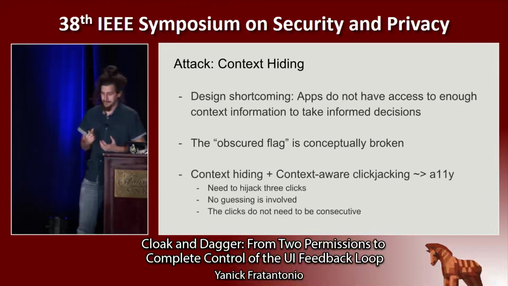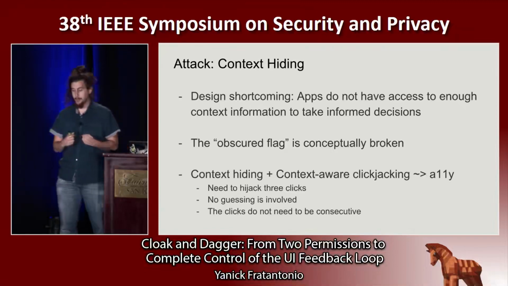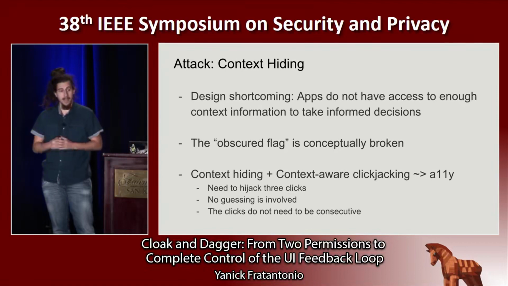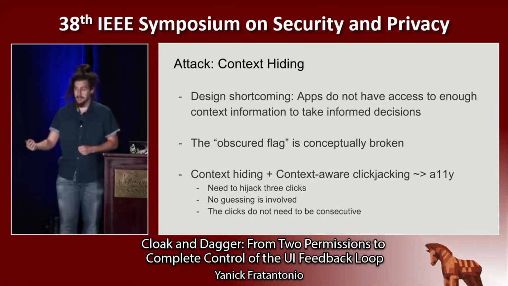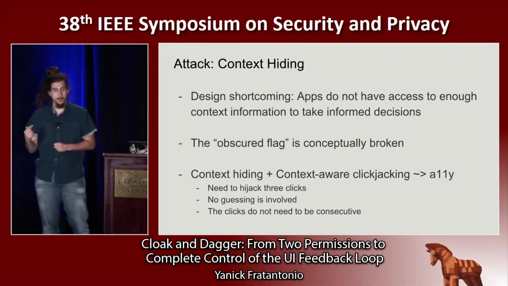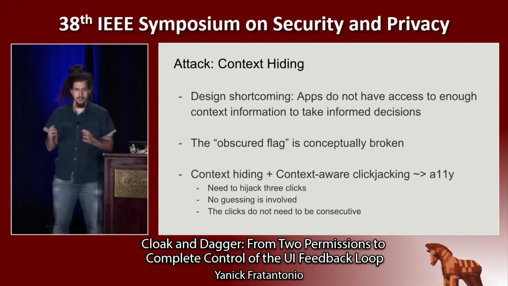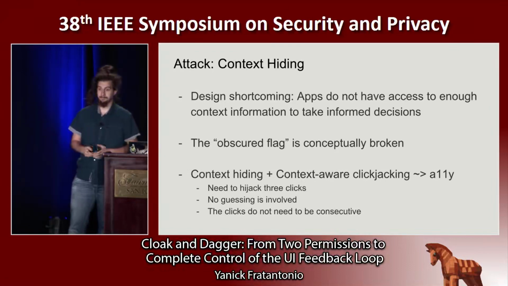And the other problem is that we have a new technique, we call it context-aware clickjacking, and we show that we can have a multi-step clickjacking attack where we can actually lure the user to enable the accessibility service. We just need to inject 3 clicks. These 3 clicks do not need to be consecutive, very near in time. There is no guessing involved. There is no timing thing that you need to figure out. It just works in a deterministic way.